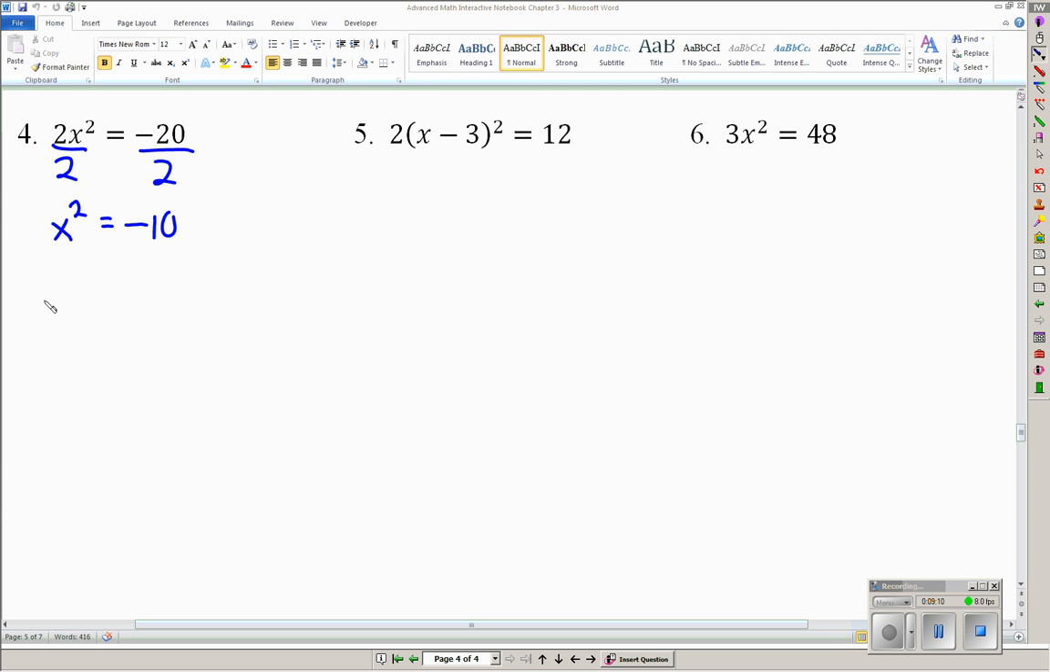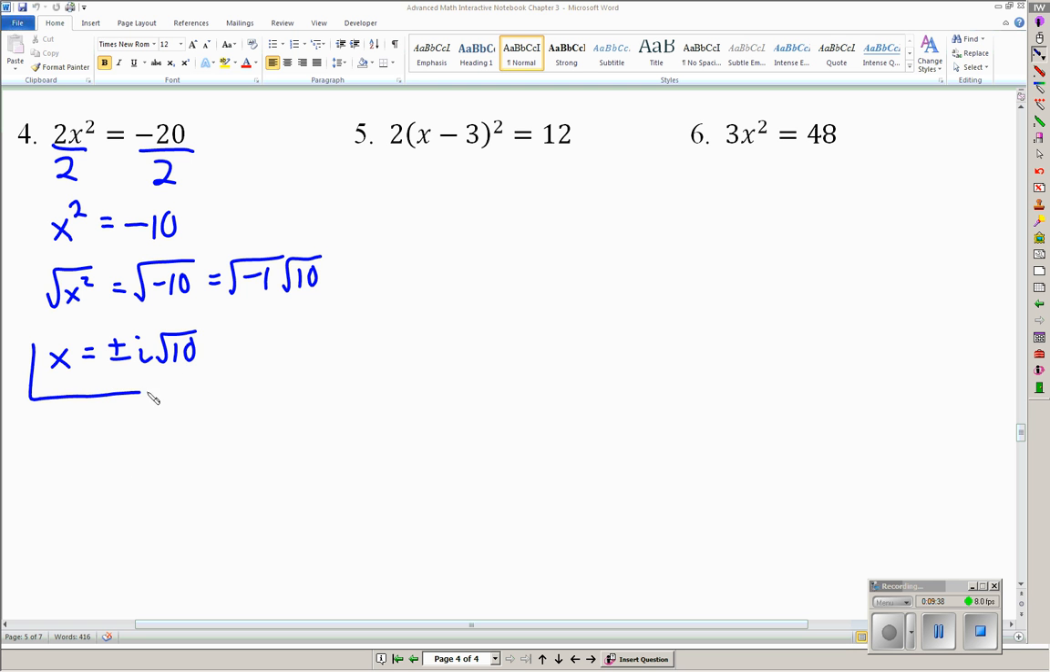Well, now I'll square root each side. And the square root of x squared is x. This is a plus or minus. Remember the negative here, that's really a negative 1 times a 10. And the square root of negative 1 is i. And then the square root of 10. And 10 doesn't have any perfect square factors, so that's all we can do there.